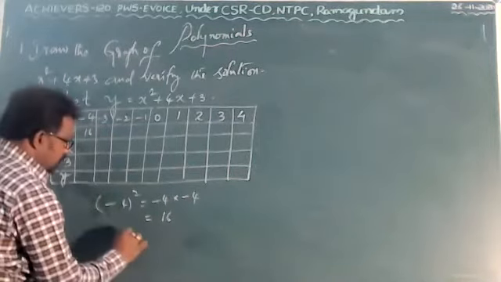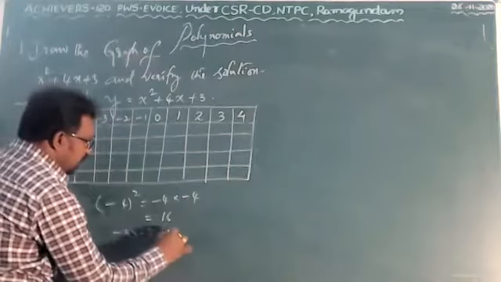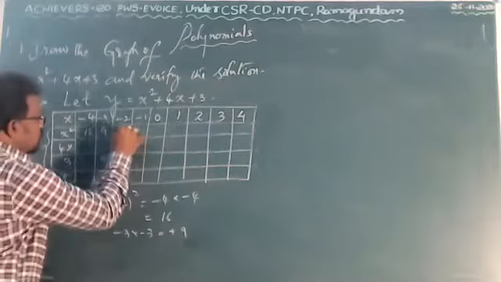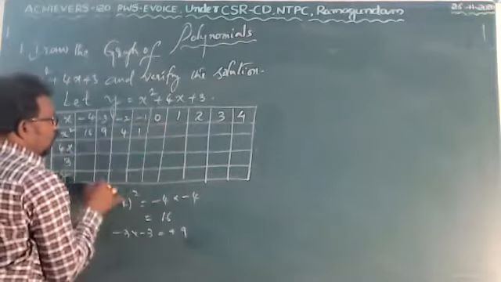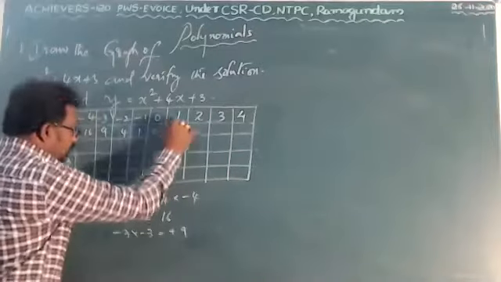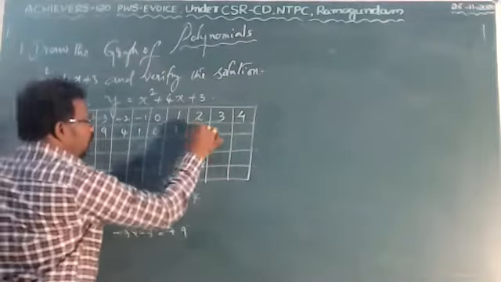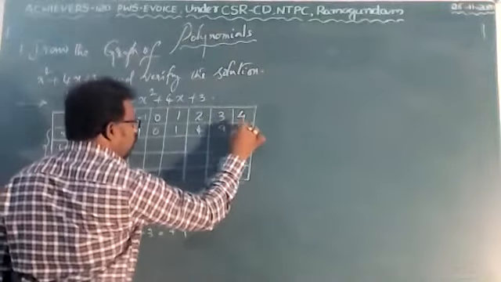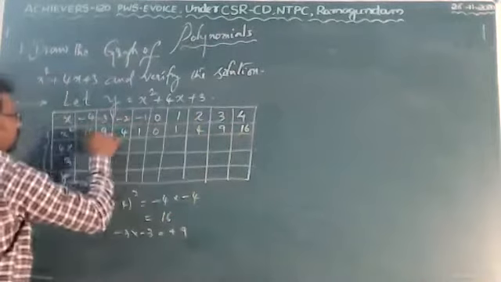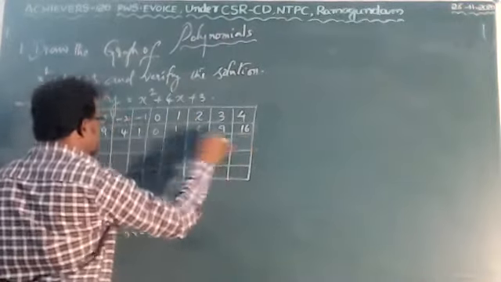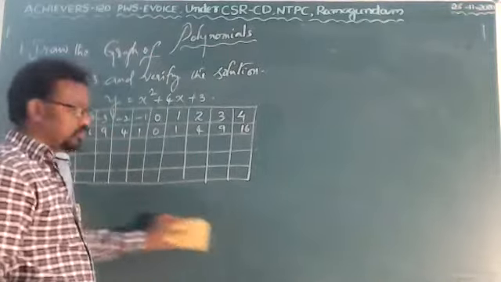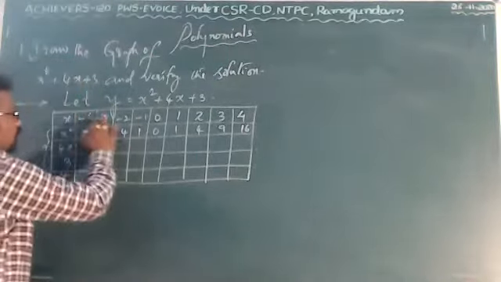Same like that, minus 3 into minus 3 is plus 9. Minus 2 square is 4. Minus 1 square is 1. 0 square is 0. Positive 1, 1 into 1 is 1. 2 into 2 is 4. 3 threes are 9. 4 fours are 16. No changes, the same: 0, 1, 4, 9, 16. Is it okay, children? X we have to take this one.